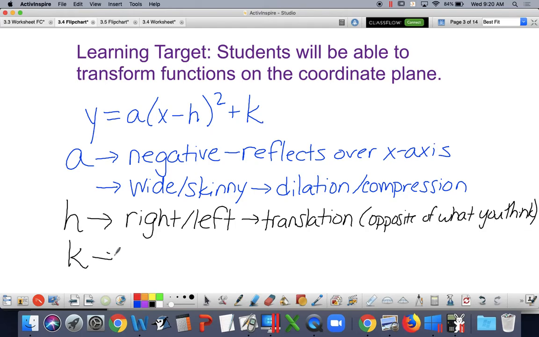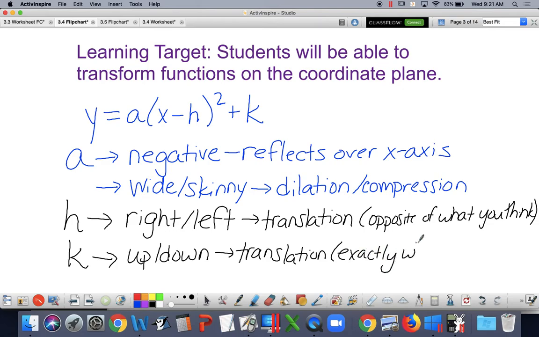So in that case, it's kind of the opposite of what we would think along the x-axis. Last but not least, the K. What did the K do, if I had tacked on a number at the very end? It makes it go up or down on the y-axis. Up or down, perfect. And it's exactly what you think. So it's also a translation, but it's not the opposite. If you have a positive at the end, you go up. If you have a negative at the end, you go down.